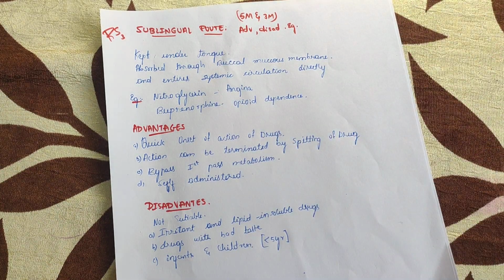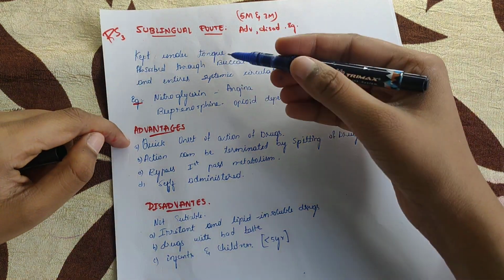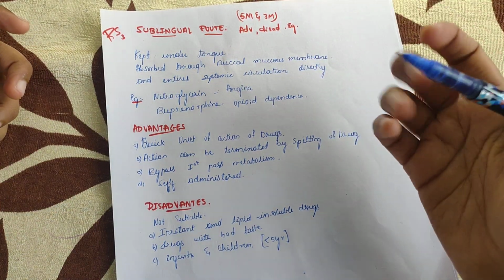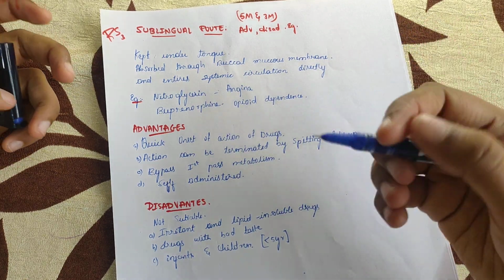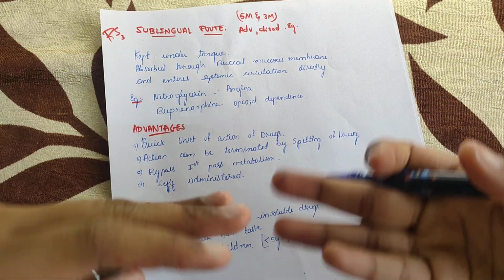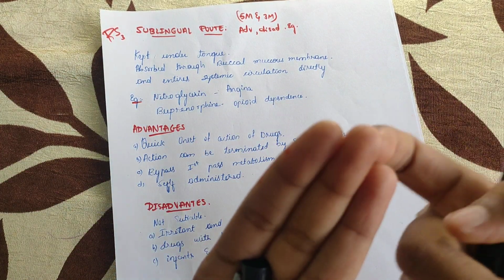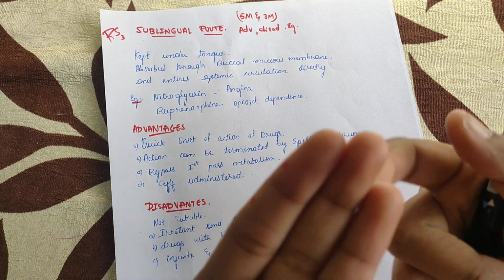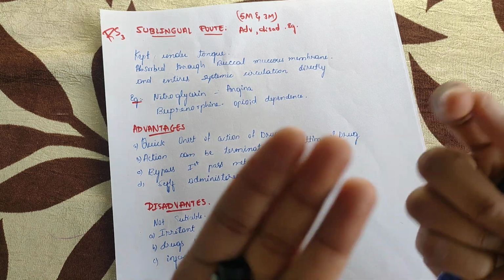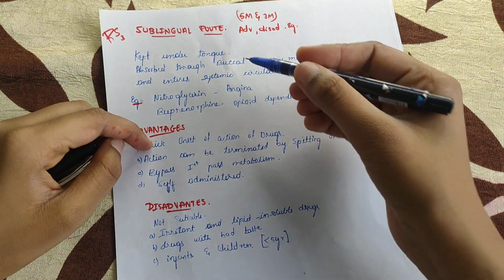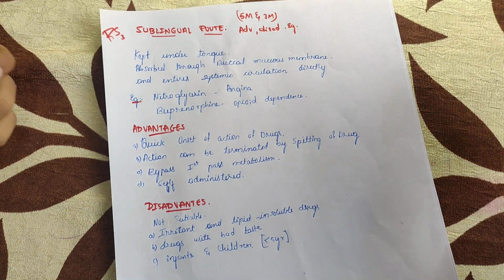Sublingual means sub means below, lingual means tongue. Below the tongue we keep these drugs. They are easily absorbed into the vein, that is the deep lingual vein, which is present on the ventral surface of the tongue. If this is a tongue, this is the dorsal surface and this is the ventral surface. Here the frenulum will be there. Adjacent to this frenulum, on both sides there will be a deep lingual vein. The drugs are absorbed directly into the deep lingual vein, through which they enter the bloodstream.